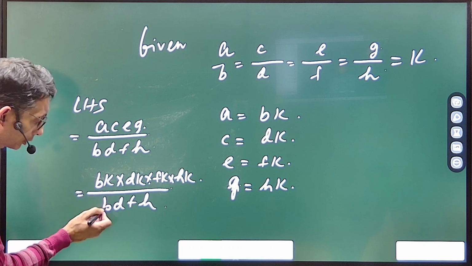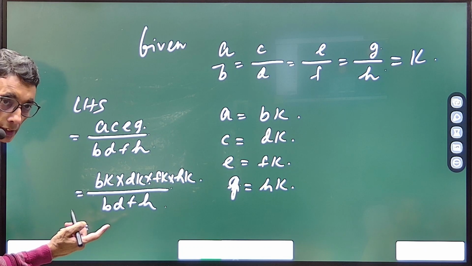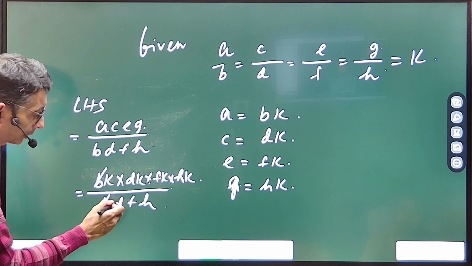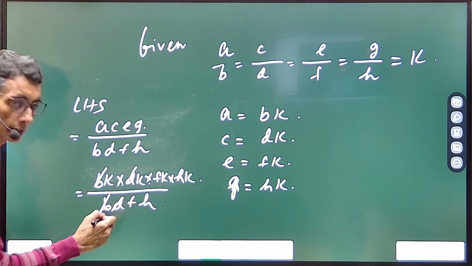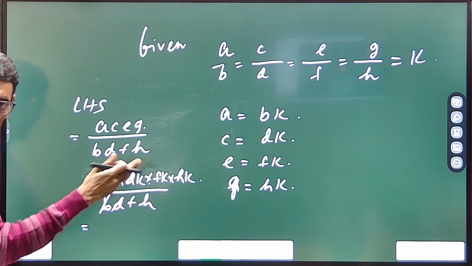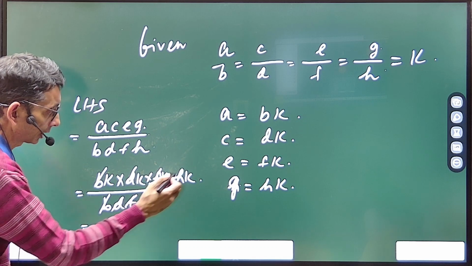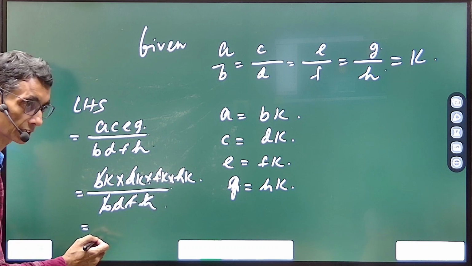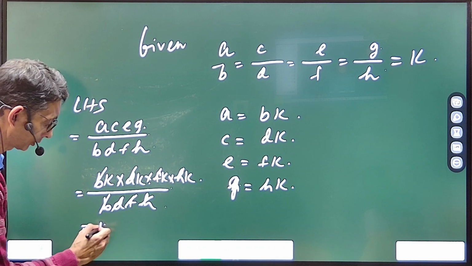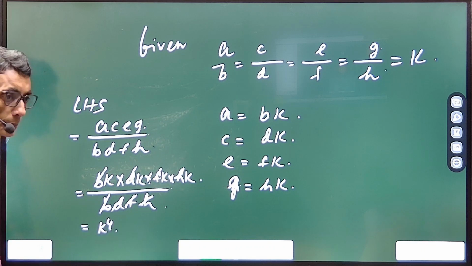Look, b is common in numerator and denominator. You can cancel it. d is also common, you can cancel it, because these are all multiplication. We can cancel f, f and cancel h, h. What do you get? k to the power 4. So the left hand side is k to the power 4.